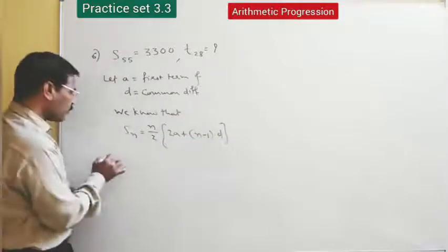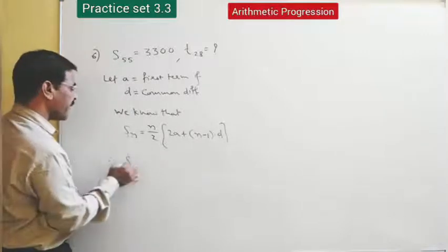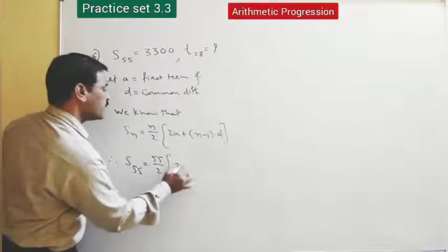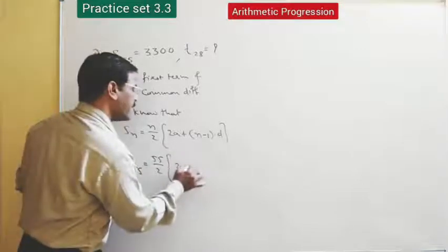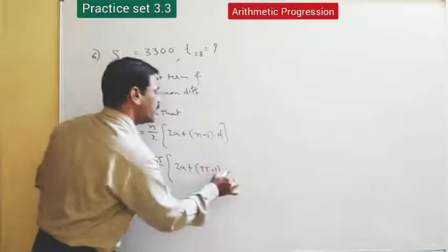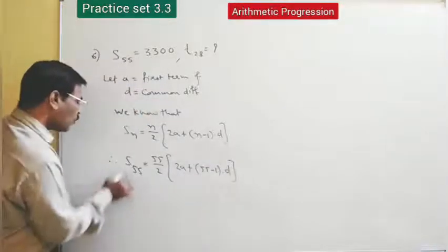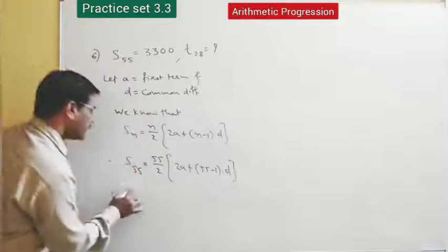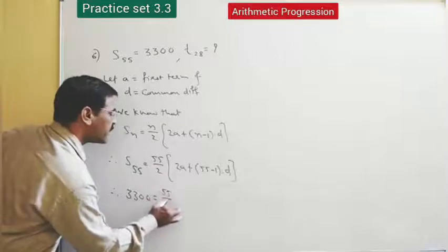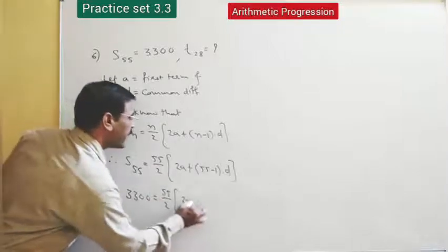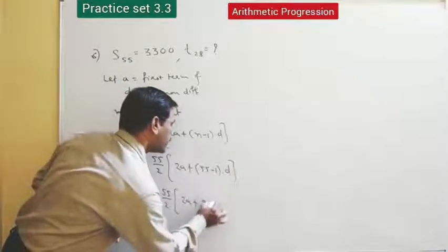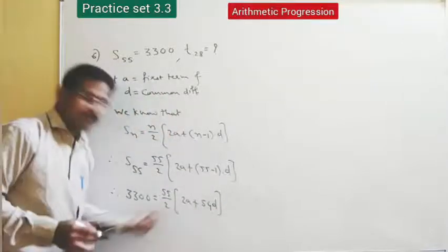Like this. Now I'll put the value of n, which is 55. So S55 is equal to 55 by 2. This 2a keep as it is, and n is 55, here it is minus 1. D also keep as it is. Now what is that S55? This is 3300. Now here 55 by 2 is not divisible, keep as it is: 2a. How much is the difference? 54, that is D. I'll take 2 common from this.